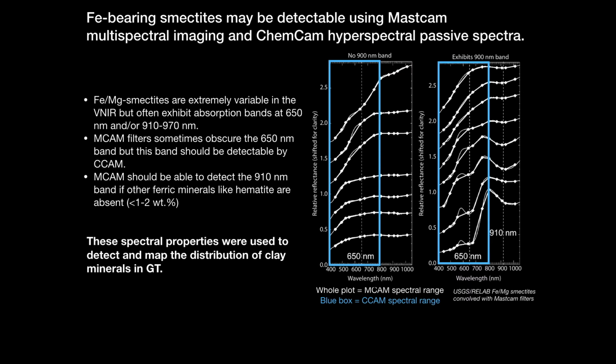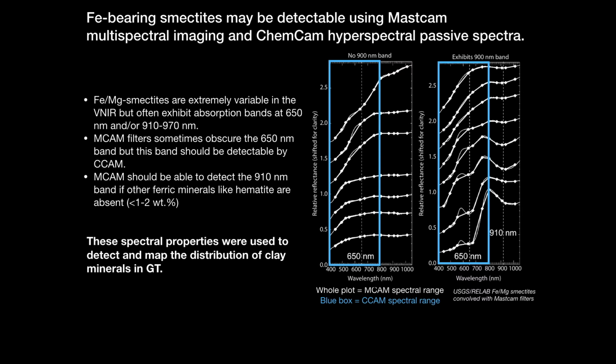ChemCam hyperspectral passive data. On the right, in these spectral plots, we have wavelength on the x-axis, the full range in the Mastcam wavelength range, and within the blue box is the ChemCam wavelength range. And then for the y-axis, this is relative reflectance, and these are all shifted and stacked for clarity.